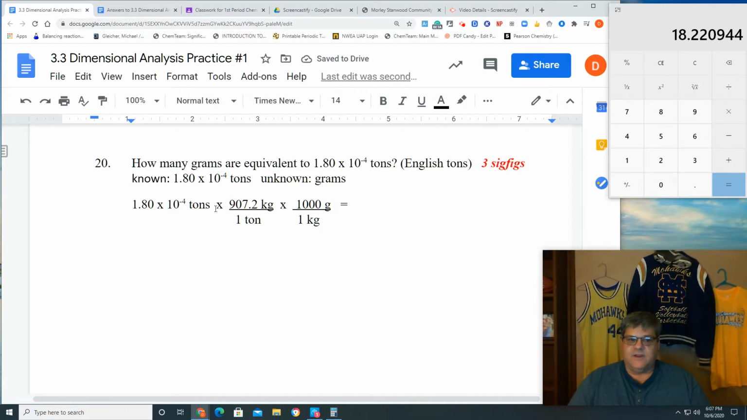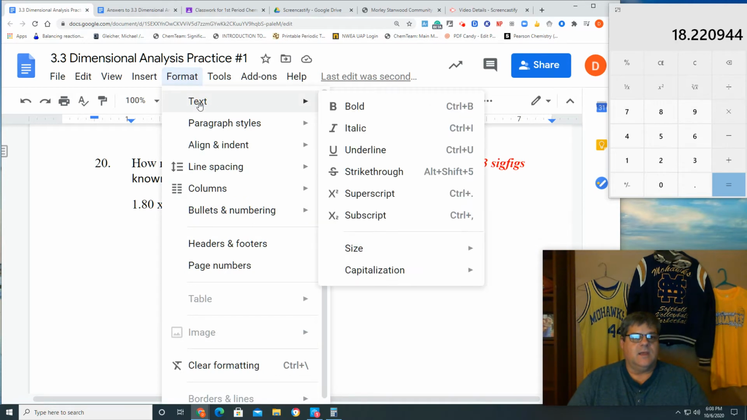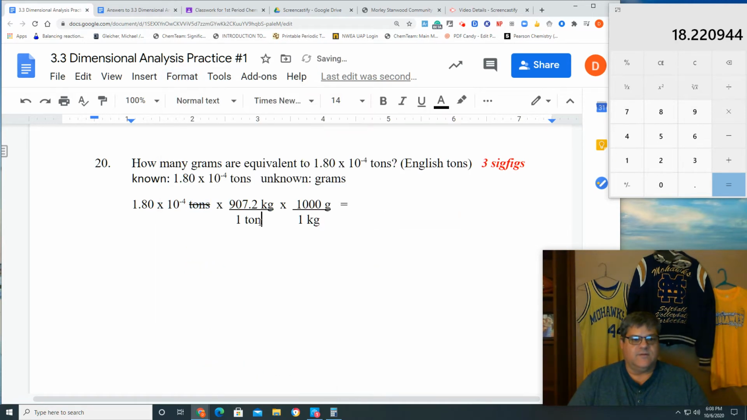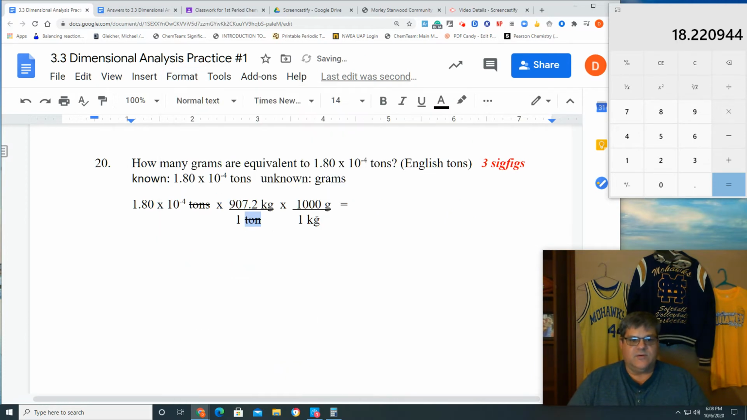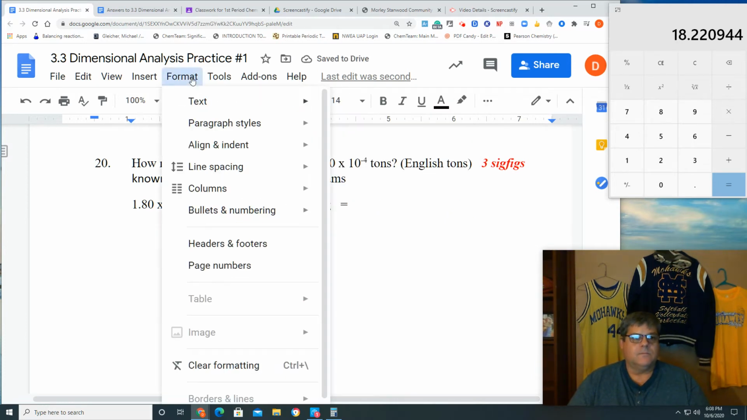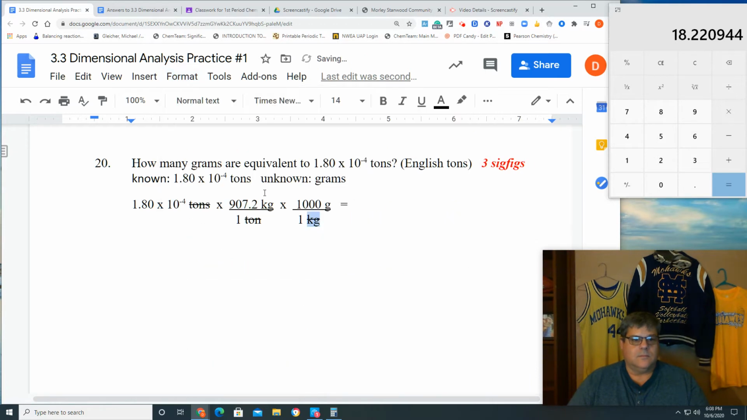And now we can get rid of any units that we have on both top and bottom. So we have tons on top and on bottom, so we can get rid of it in each spot. And then we have kilograms on top and bottom. And we're left with grams. I can't cancel that out. That's what we're looking for, it in grams. So now really all we have to do is come over and do our math.